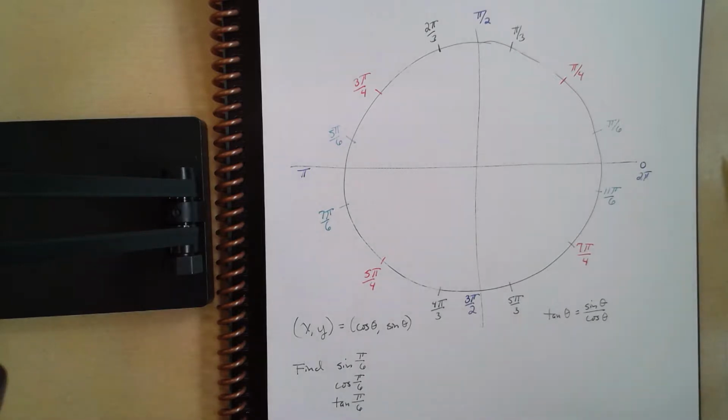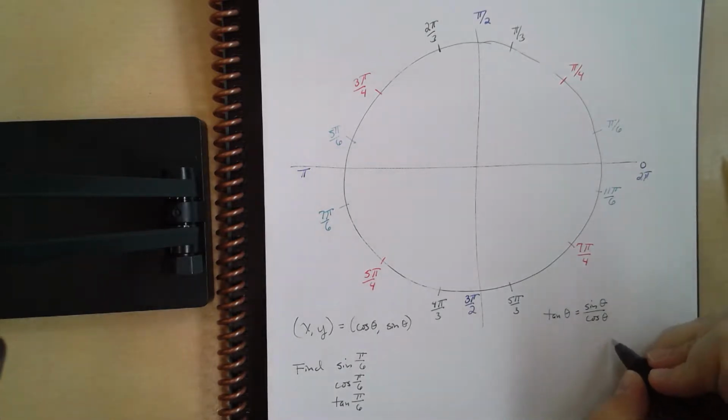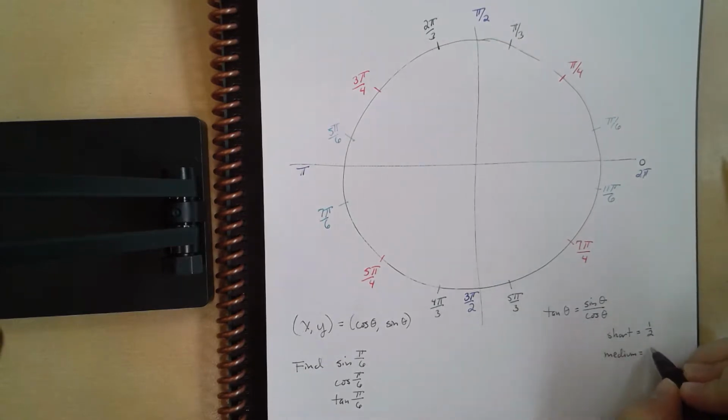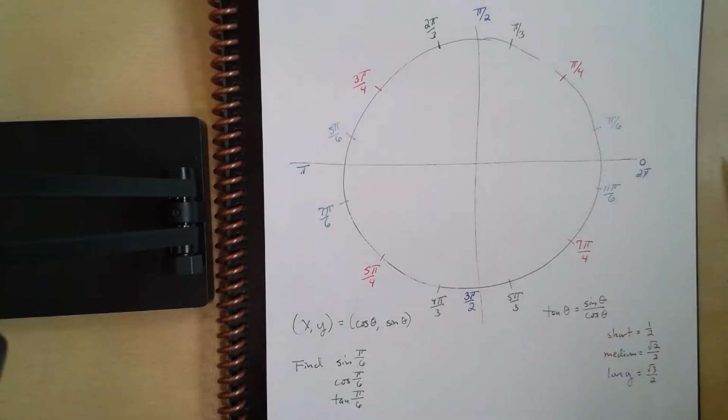And there's three parts that you're going to want to pay attention to. When we have a short distance, that's going to be equal to 1 over 2. A medium distance would be equal to radical 2 over 2. And a long distance will be equal to radical 3 over 2. Okay, what do I mean by that?